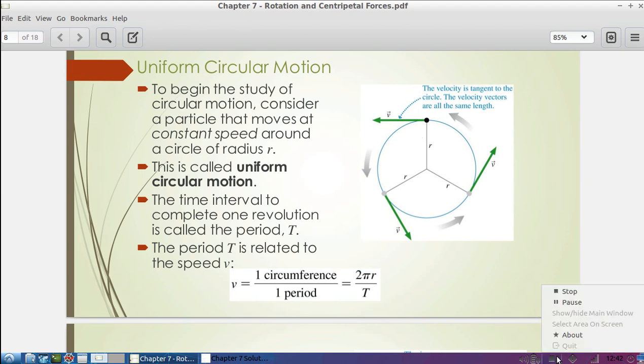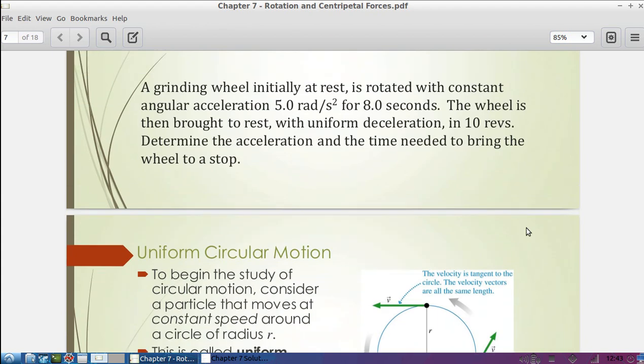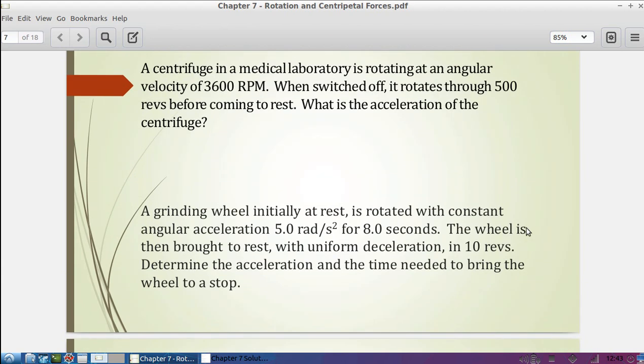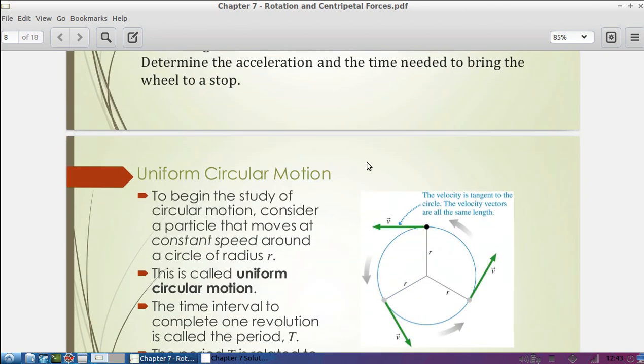So those last couple examples involved an object that was rotating, but its motion wasn't uniform. Right? In both of these examples, we had an angular acceleration. So the angular velocity was changing, right? But we treated it just like a regular kinematics problem. We were just using our rotational components instead of our linear components.